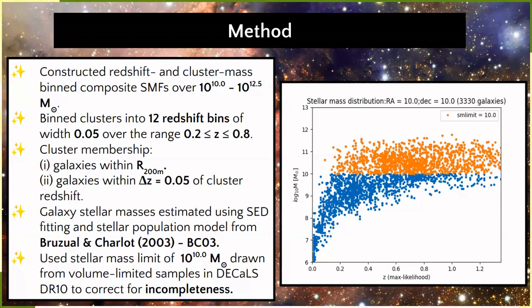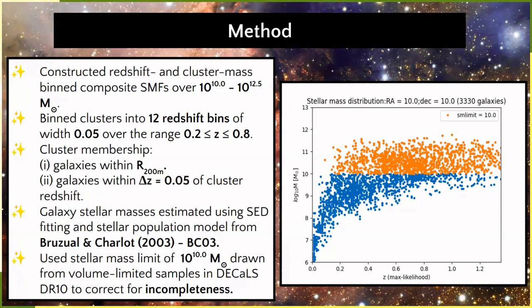So in order to select cluster members, we first chose galaxies within the approximate cluster virial radius, which is R200m. And this is the radius within which the average density of the cluster is 200 times the mean matter density of the universe. Secondly, we only selected galaxies found within a redshift slice of 0.05 of the cluster redshift. And these were essentially what we selected as our cluster members.